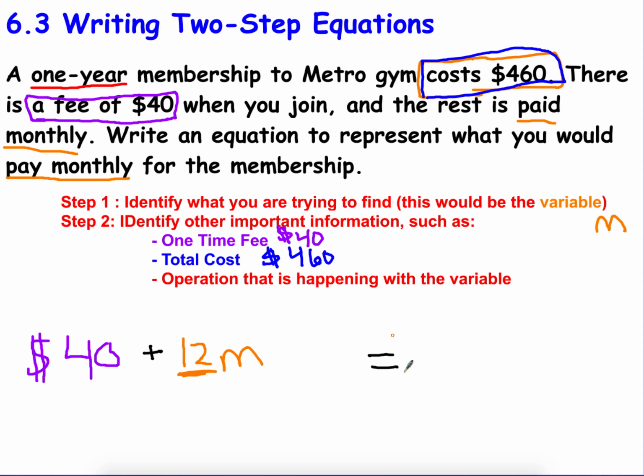And then my total cost is always going to be pretty much the answer to the equation, or the answer on the other side of my equal sign. My total cost was $460. Okay, and I'm done. That's it.